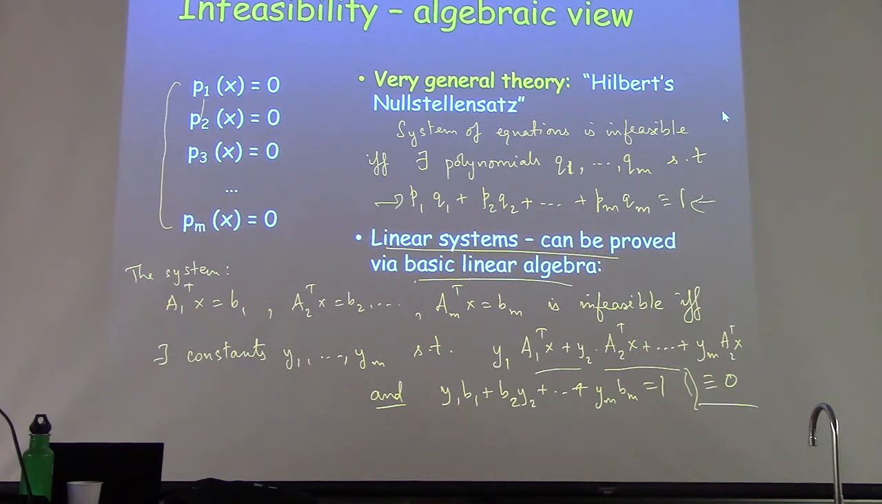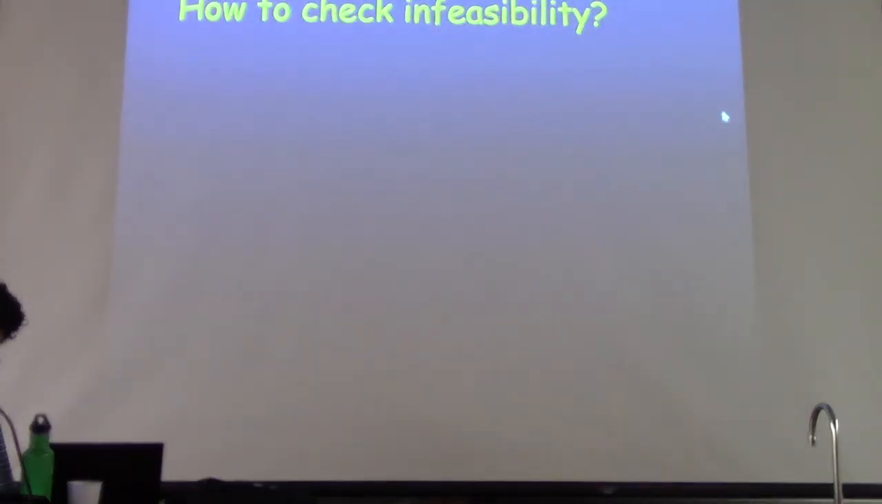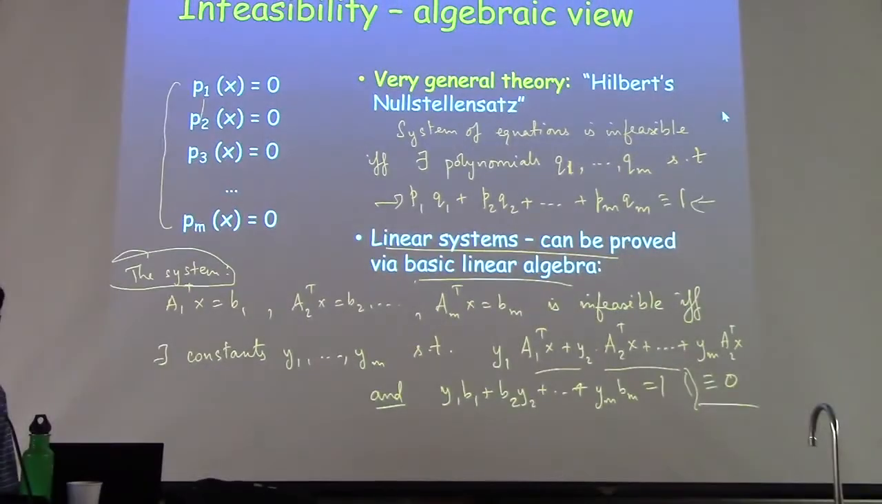Okay, I'll try to give an idea of the proof, but first, I think the important thing here is the statement. All right, before we try to prove this, let me say one thing. This is a very good characterization. What this says is, infeasibility of a system is basically equivalent to finding y's that satisfy this.